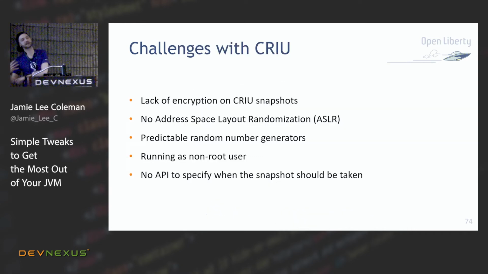So there are some challenges with CRaC, which are being addressed by the open source community and lots of different people. First of all, lack of encryption. This is something that's being looked at. Stuff like no address space layout randomization. It can have problems with random number generators, but there are other libraries you can use to get around that. Running as a non-root user is a big no-no for people in containers. People don't like that, so that is something that's also being addressed.